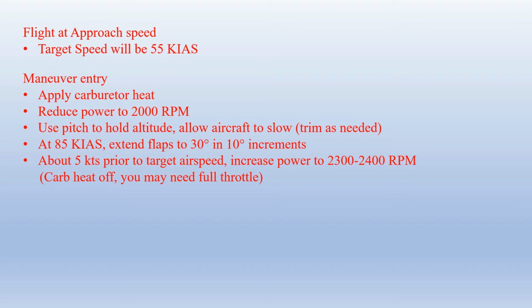Just like a level off, we want to lead our airspeed target by about 5 knots. Of course, we lead the level off by an altitude. But about 5 knots prior to the target airspeed, we'll increase the power to 2,300 to 2,400 RPM. We'll be back in the green band, so at that point you can take the carb heat off, which you're going to need because you need that extra power, and 2,300 to 2,400 RPM is going to be pretty close to, if not at, full throttle when we're at this airspeed. Once you're stabilized at 55 knots, use your power and pitch to control the altitude and speed.